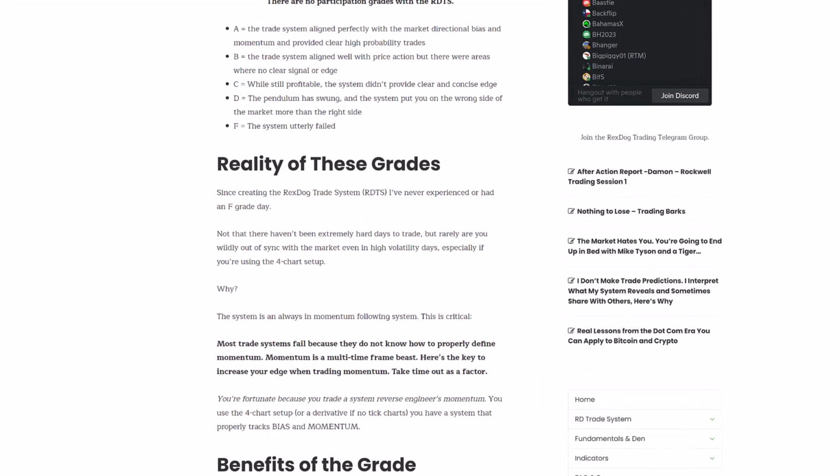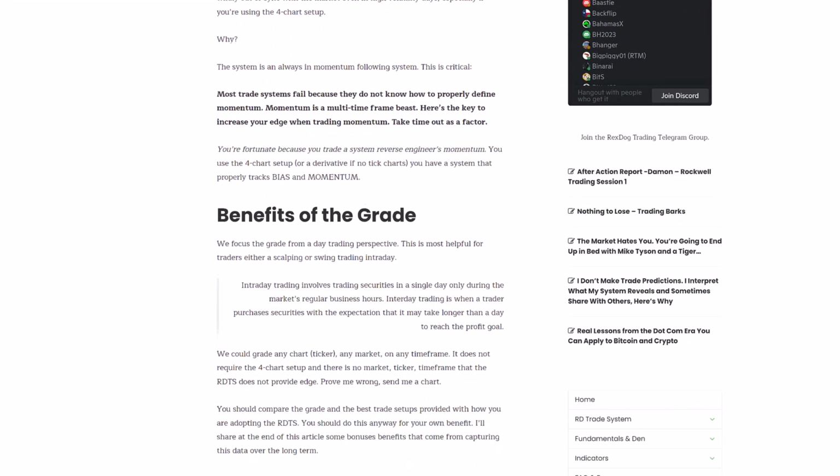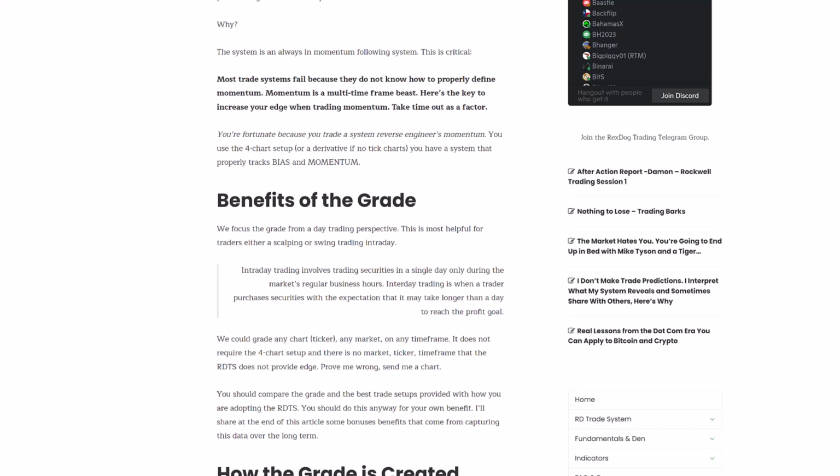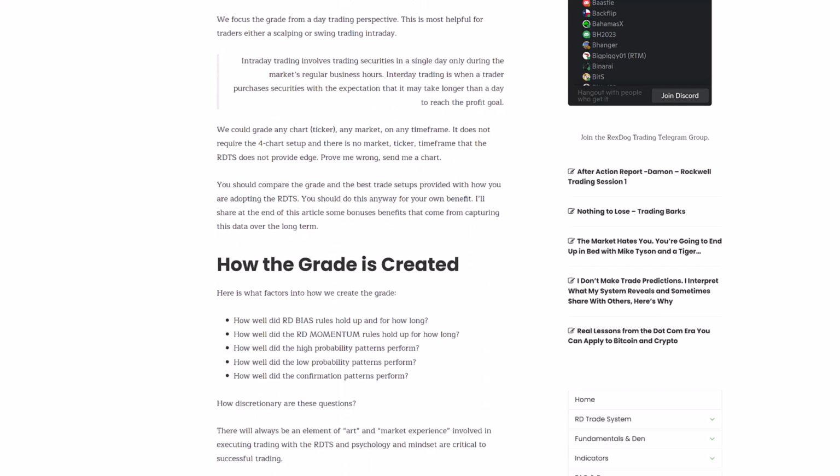So let's advance here. What are the benefits of the grade? We focus the grade from a day trading perspective. So this is most helpful for traders that are either scalping or swing trading intraday. Now, we'll just go on an aside here. Intraday trading involves trading securities in a single day only during the market's regular business hours. Interday, that's INTERDAY, trading is when a trader purchases securities with the expectation that it may take longer than a day to reach a profit goal. So we're talking intraday here.